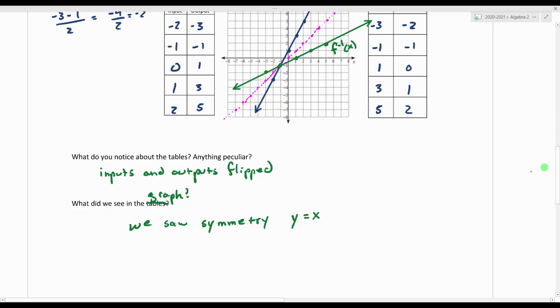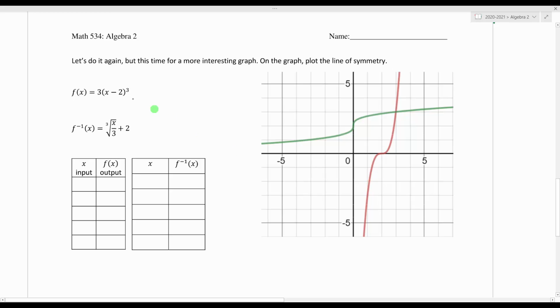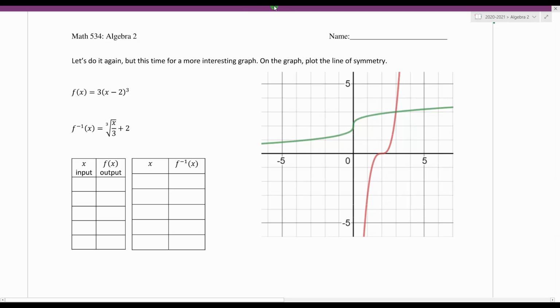With this one, I am not going to make you find the inverse. I've already given you the function and its inverse, and I already graphed it for you over here, so it'll go a bit quicker. And I really like this graph because you can really see that line of symmetry. You can see where the symmetry exists with a graph like this. It's a little bit more obvious than just having those straight lines on the graph, all right?